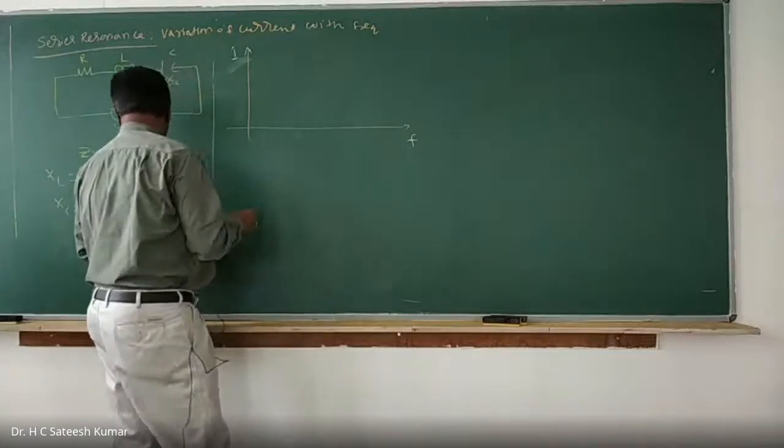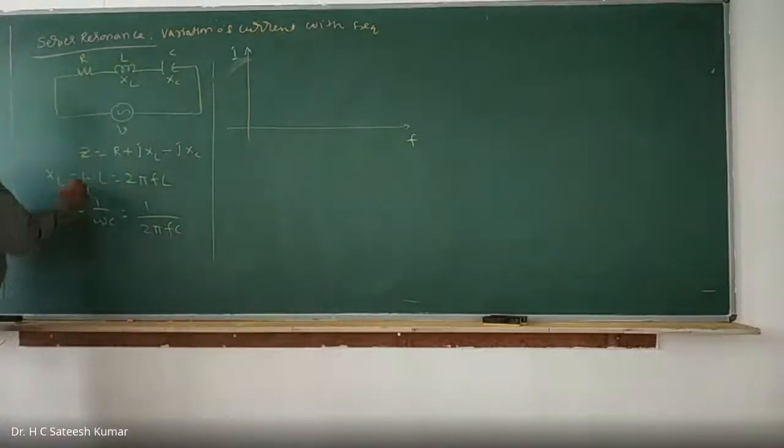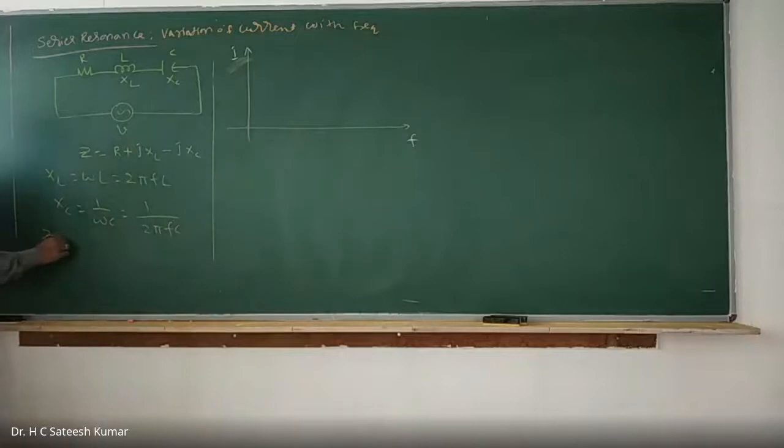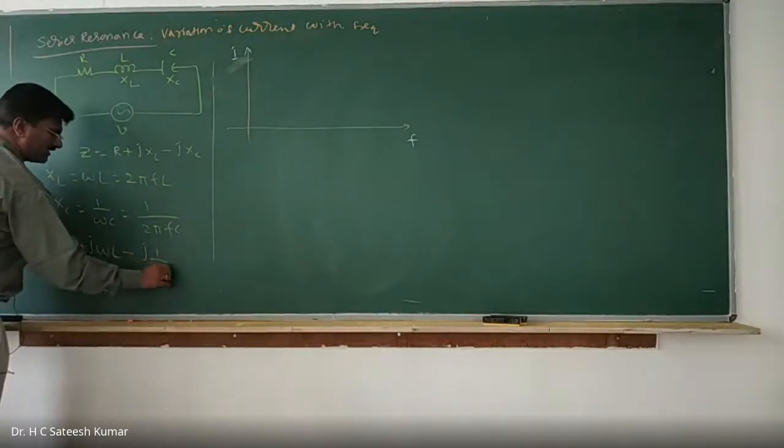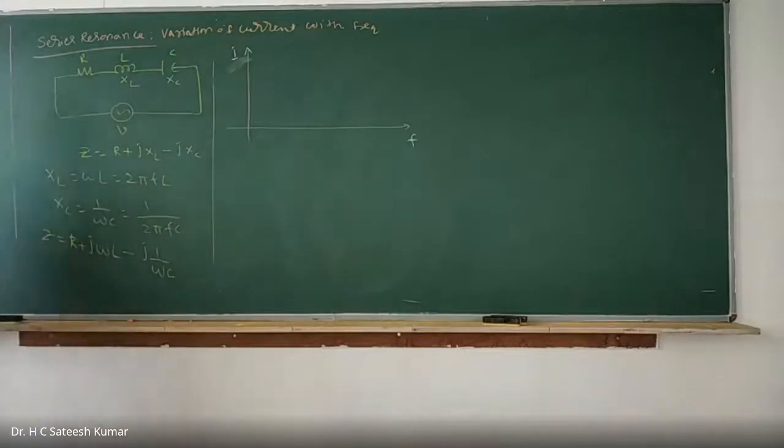See, the equation you see here, Z is equal to what? R plus j omega L minus j 1 by omega C. If you write like that, so I have substituted.